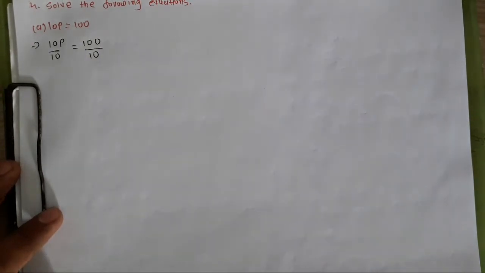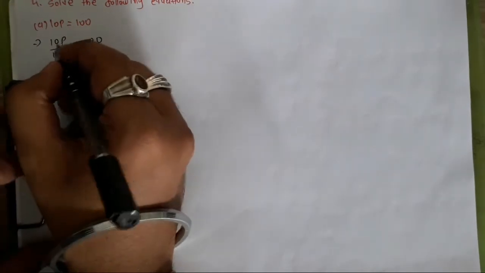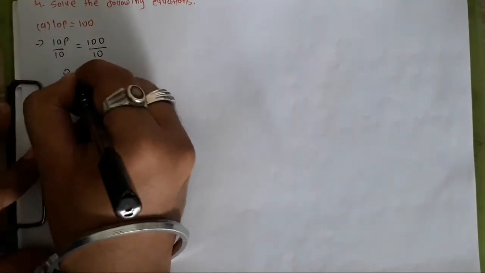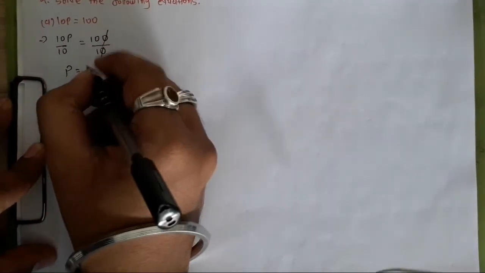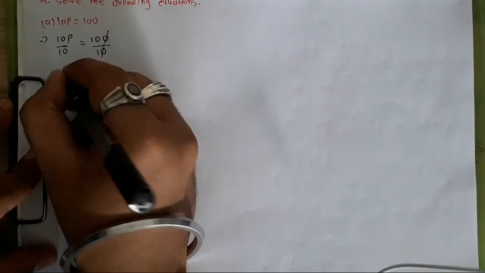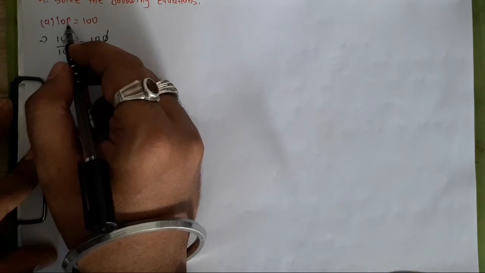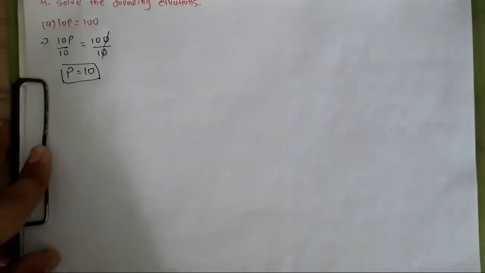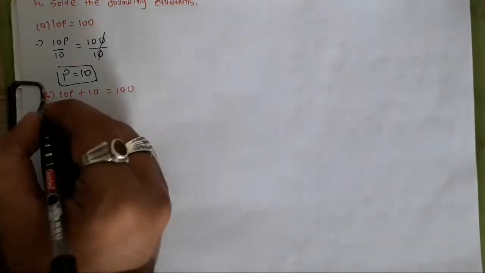If we are not writing the steps, that doesn't mean that I have to divide only one side by 10. So here we have to divide both sides by 10. So 10 will be cancelled, and on the other side 0 will be cancelled, so the value of p is equal to 10. So p is equal to 10 is my answer. If in place of p I put 10, then 10 into 10 I will get 100 as my RHS.